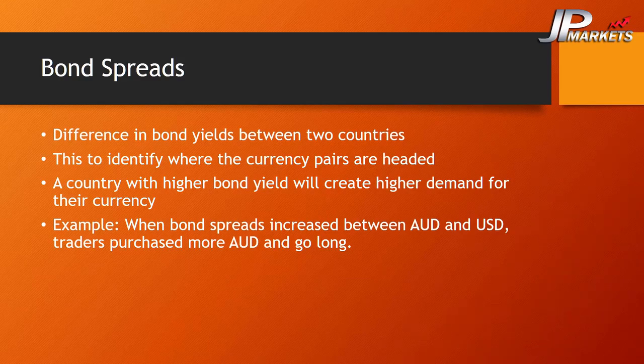If one country is offering a higher yield on its bond, it means that there is a higher demand for that specific currency over another, and hence the demand for that currency has increased, which increases the pair accordingly. For example, when bond spreads increased between the Australian dollar bonds and the US treasuries, traders started to purchase more of the Australian dollars and go long.